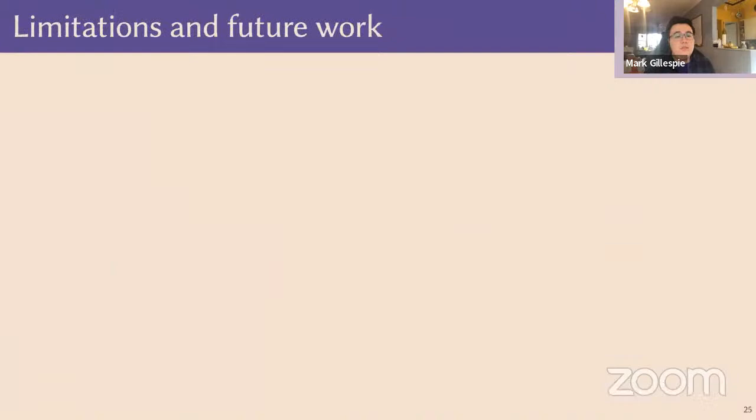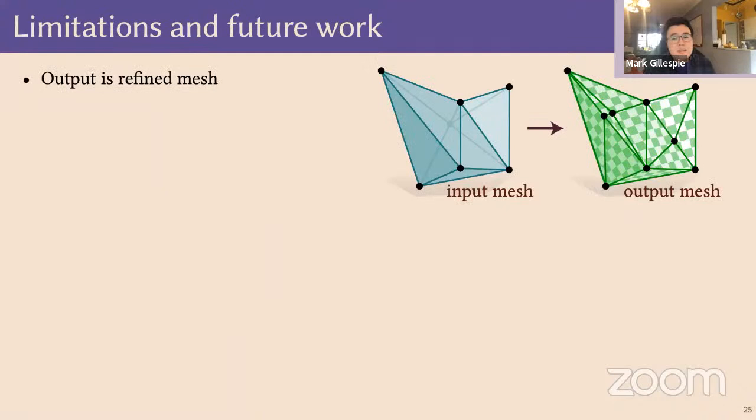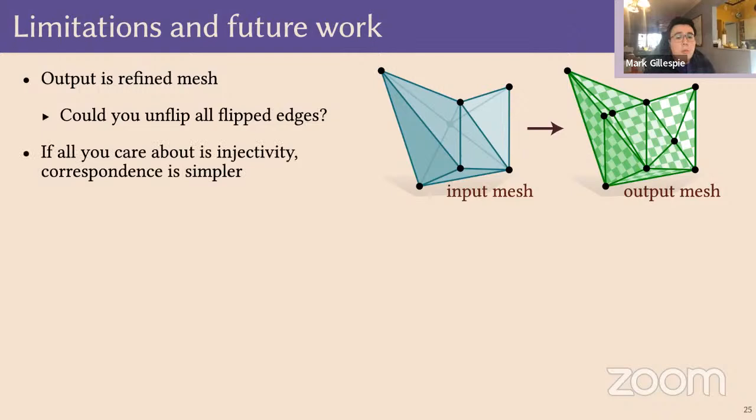First of all, while variable triangulations are the key to our robustness, it's sometimes annoying that we output texture coordinates on a refined mesh rather than on the input mesh itself. It would be interesting to investigate schemes to simplify this output, perhaps by trying to unflip edges. Next, if all you care about is local injectivity rather than full conformal maps, then you can track correspondence in a simpler way. There may be room for other optimizations in this setting too.